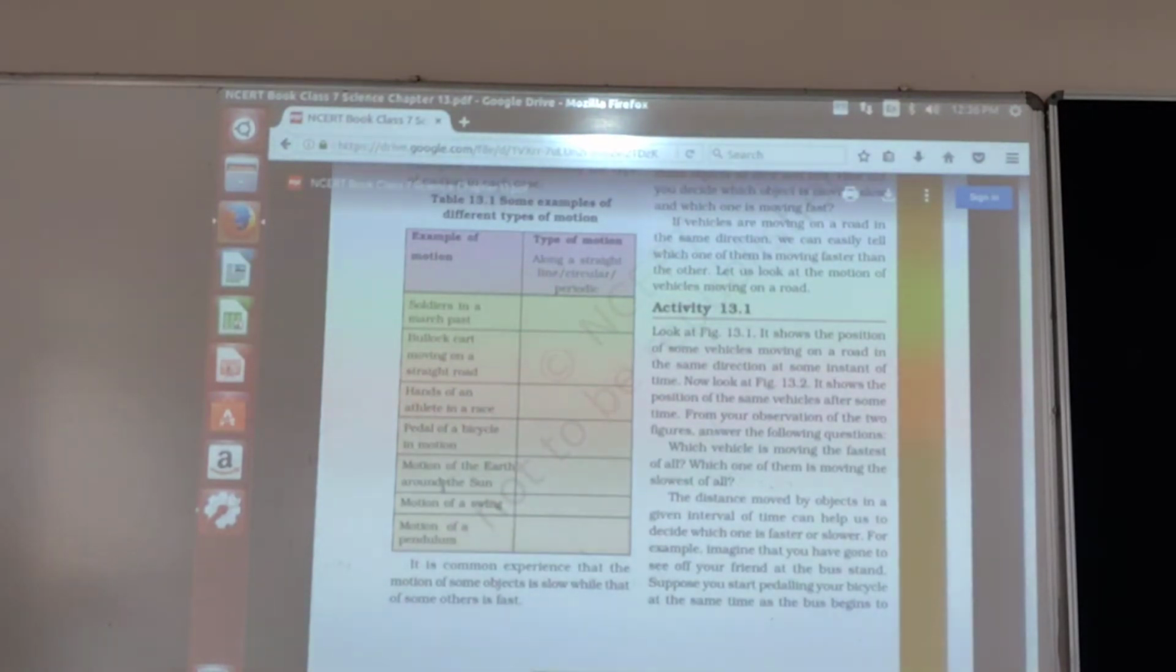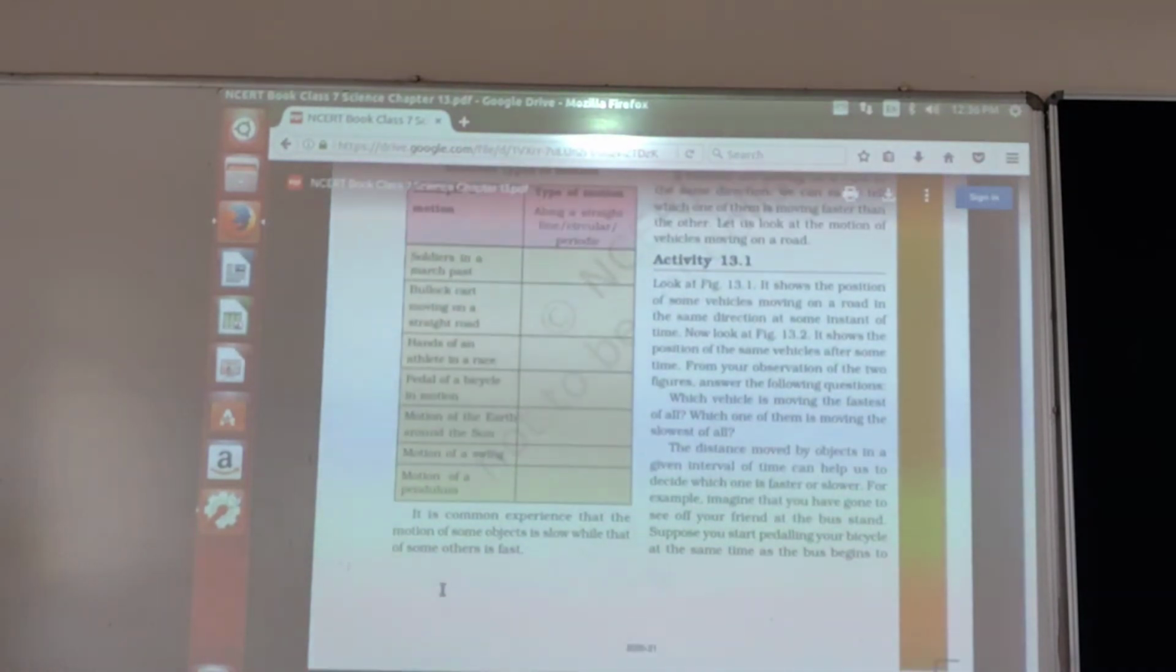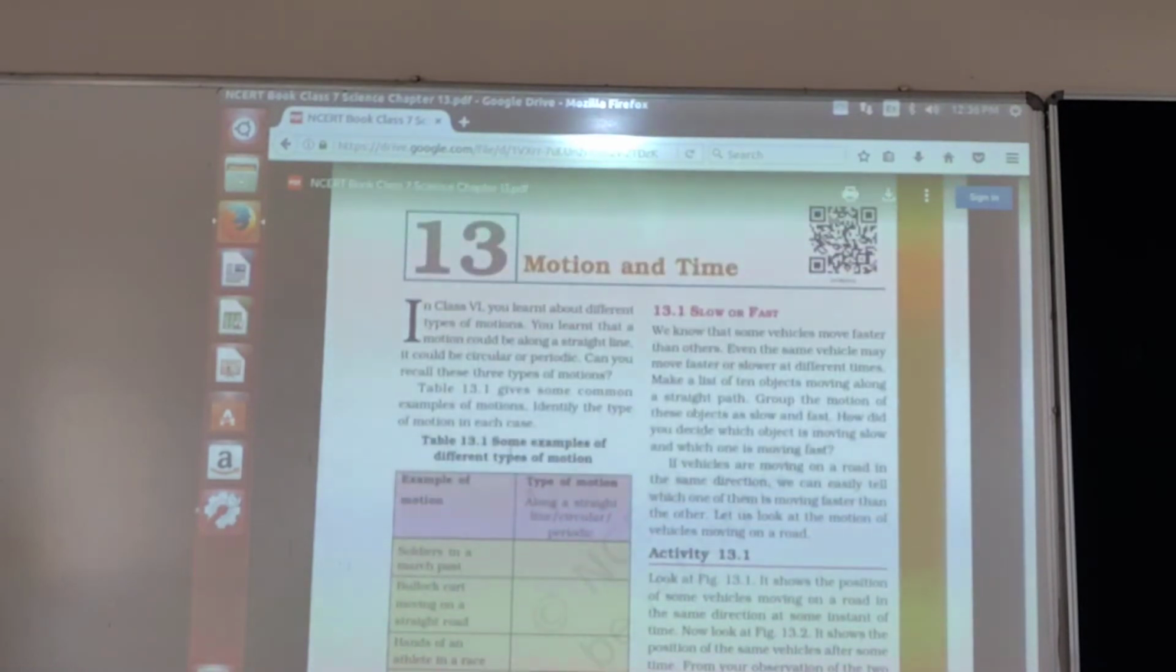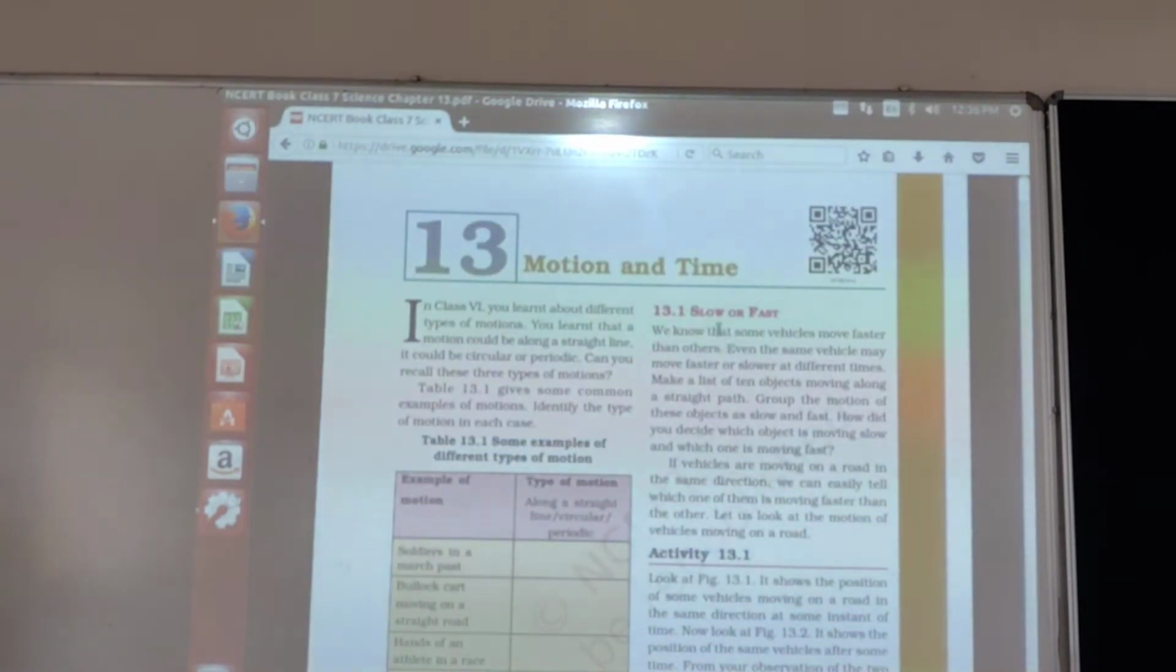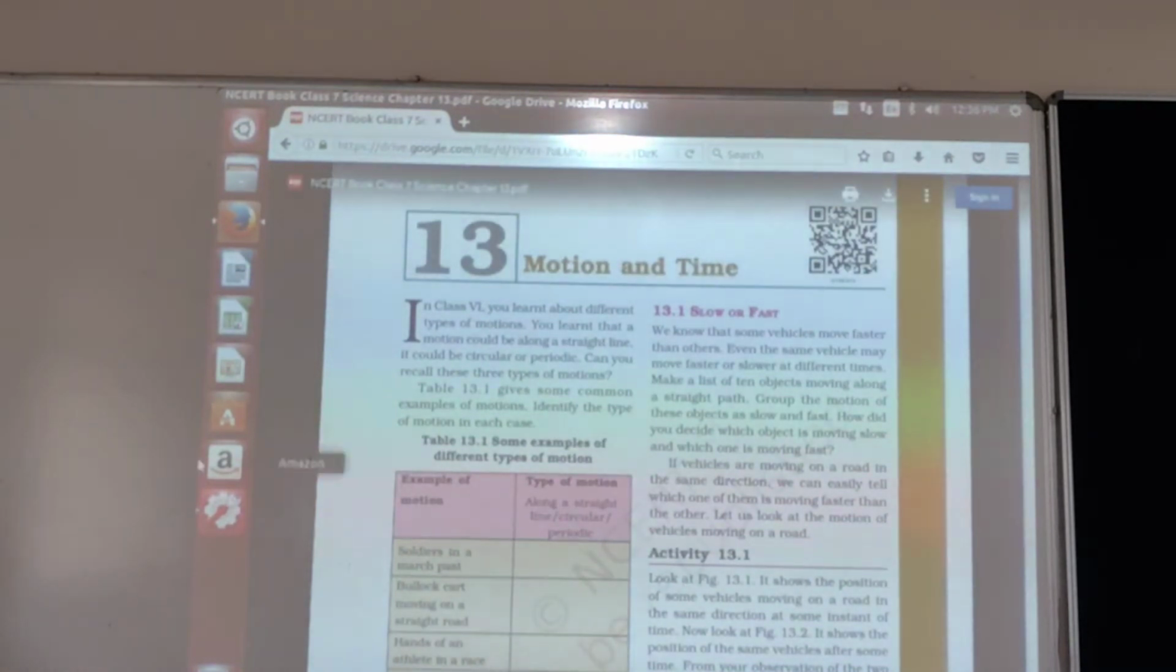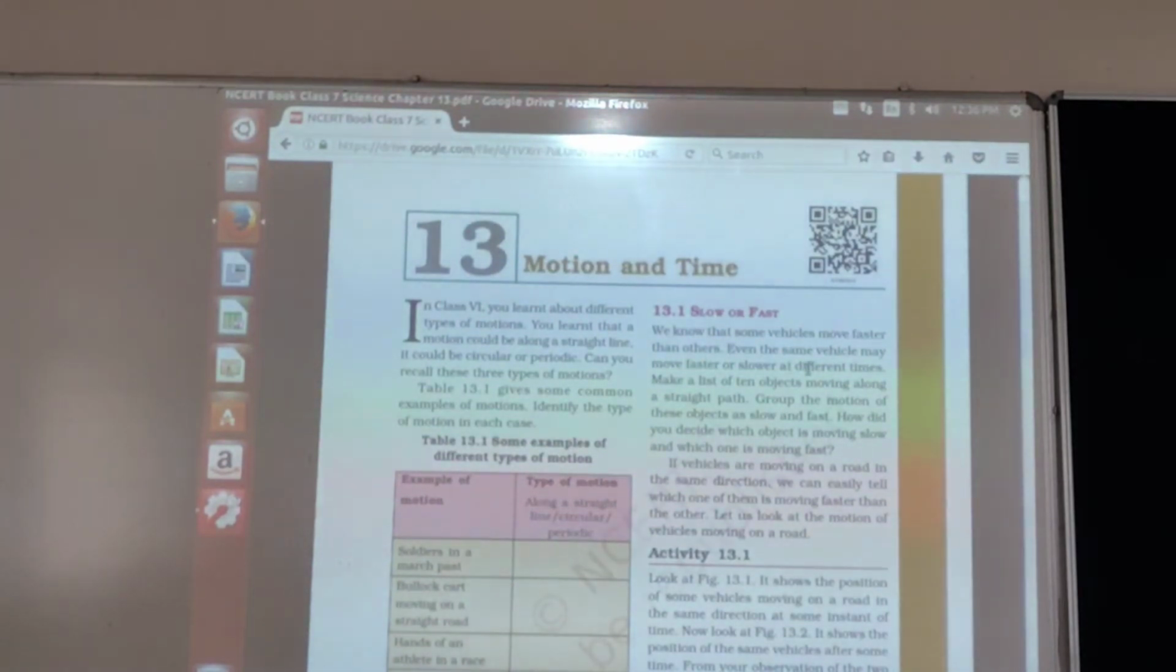So, is it a common experience that the motion of some objects is slow while some objects are fast? You have seen that some motions are fast and some motions are slow. We know that some vehicles move very fast and some vehicles move very slow, even though some vehicles may move faster or slower at different times. For example, an aeroplane moves very fast while a bicycle is somewhat slow.